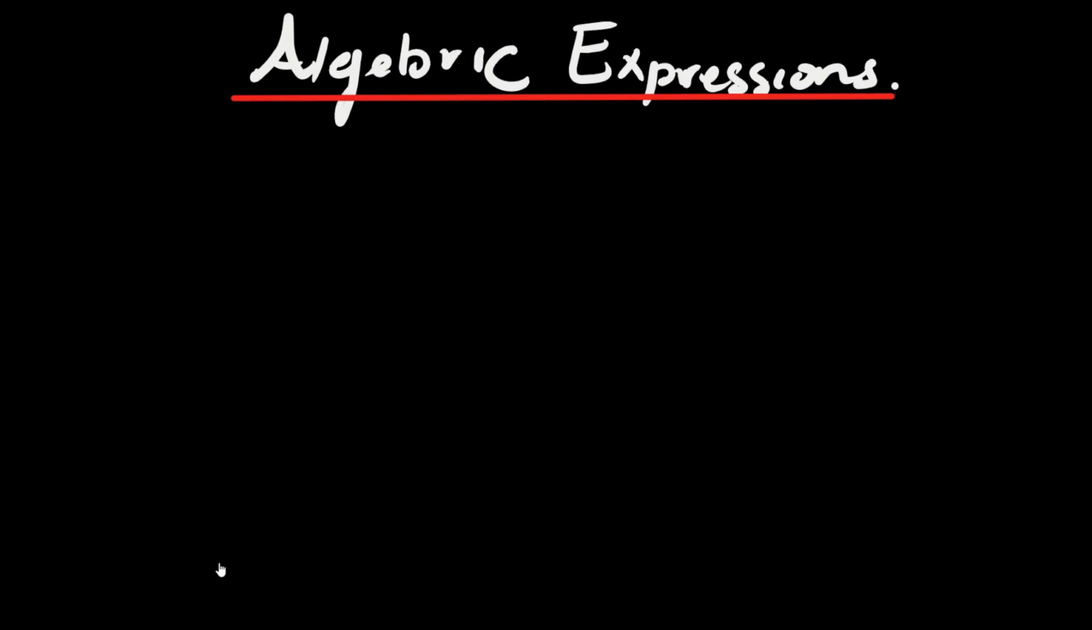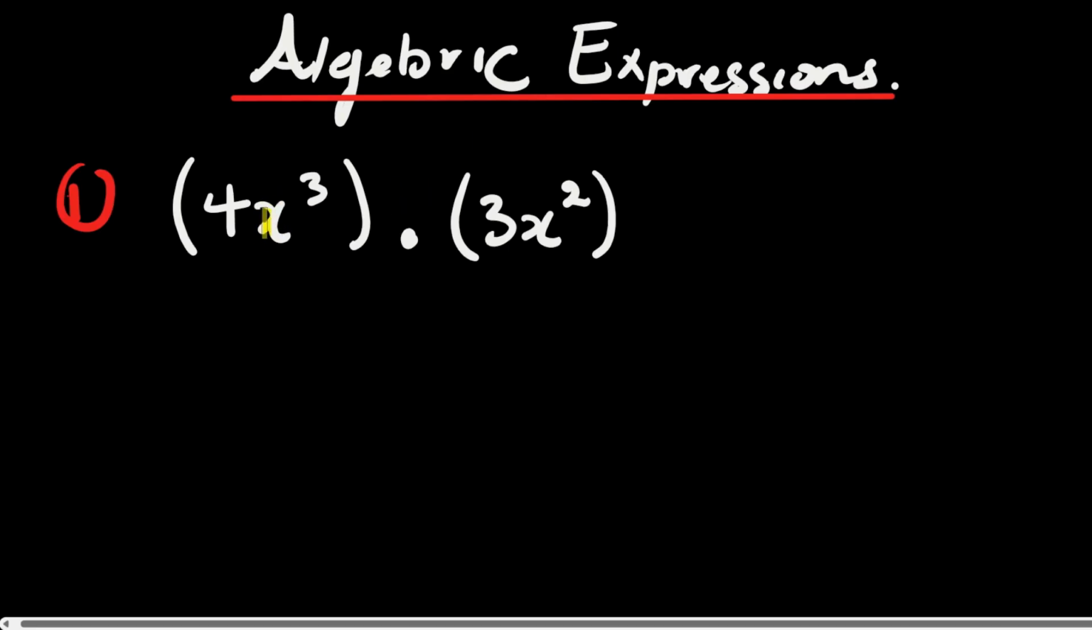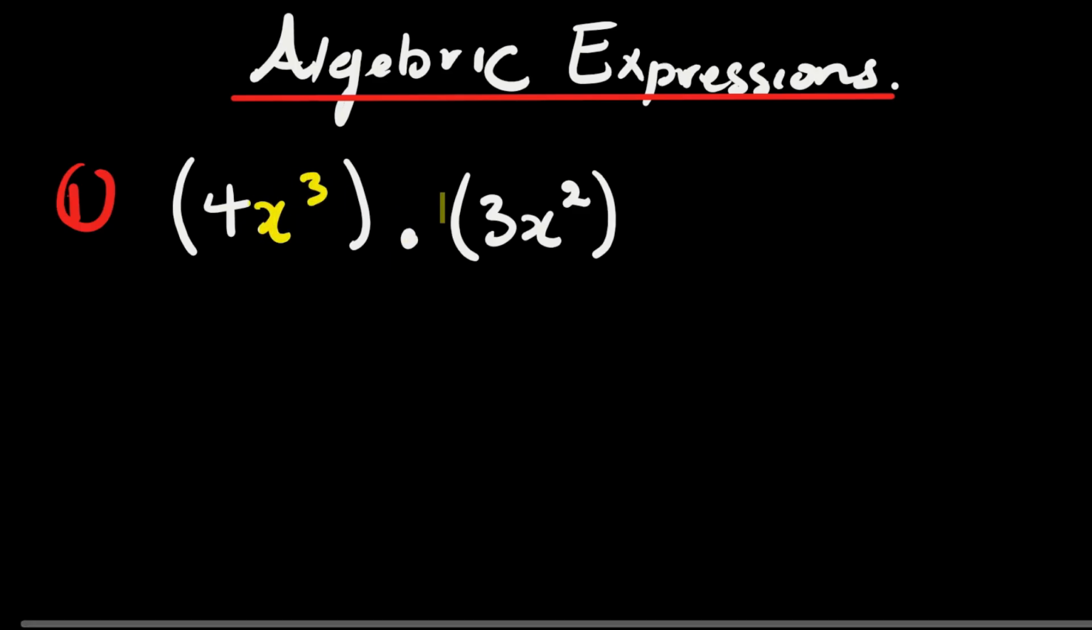So let's take the first example. Let's take this equation for example. We have 4x to the power of 3, and also we have 4x to the power of 3 multiplied by 3x to the power of 2. So here's how to visualize it. You can see that there's a 4x to the power of 3. We highlight x to the power of 3 multiplied by 3x to the power of 2. We highlight x to the power of 2.